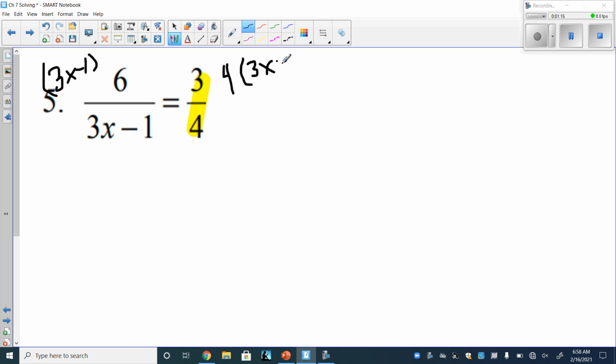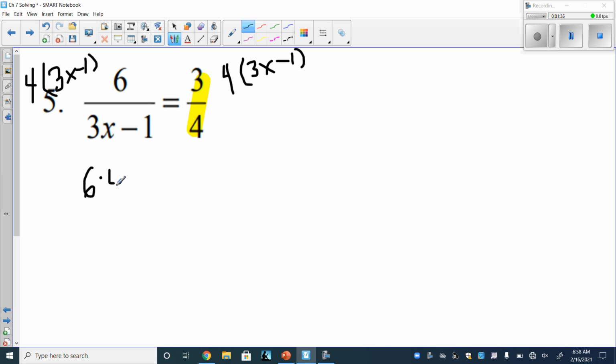If I multiply both of them, because I can't just multiply one side by one thing and the other side by something else, we've got to multiply everything by the same thing. So if I multiply both sides by 4 times 3x minus 1, the denominators would simplify out.